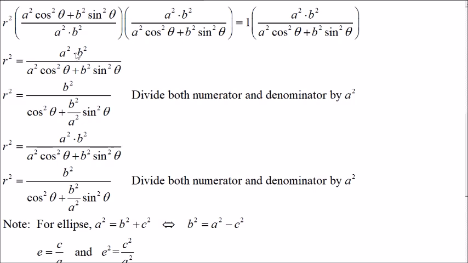Now let's divide the numerator and the denominator by a squared. So divide the numerator by a squared, we get b squared. And then divide each term in the denominator by a squared. So we have a squared cosine squared theta divided by a squared, which is cosine squared theta. And then dividing b squared by a squared here, we get b squared divided by a squared.